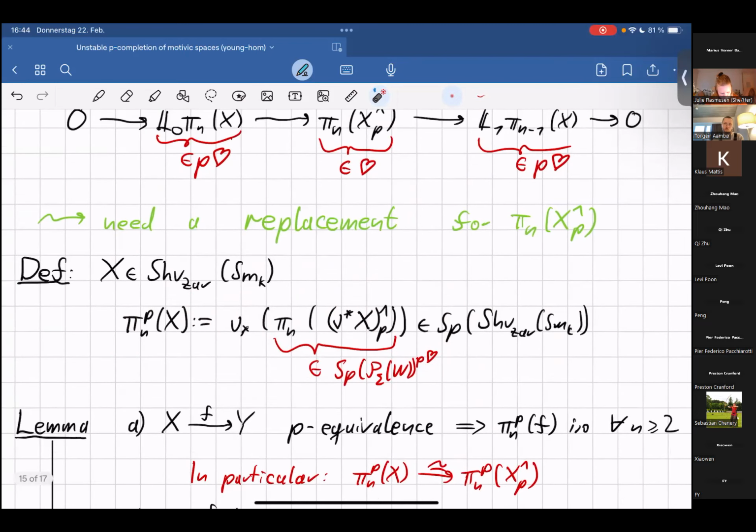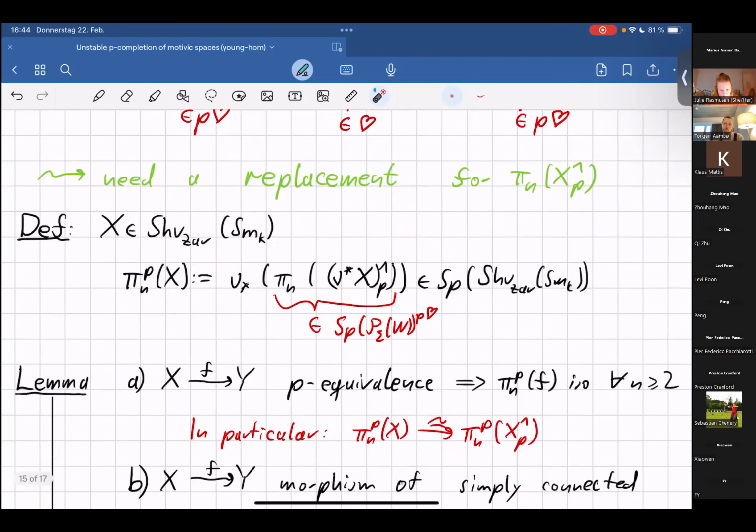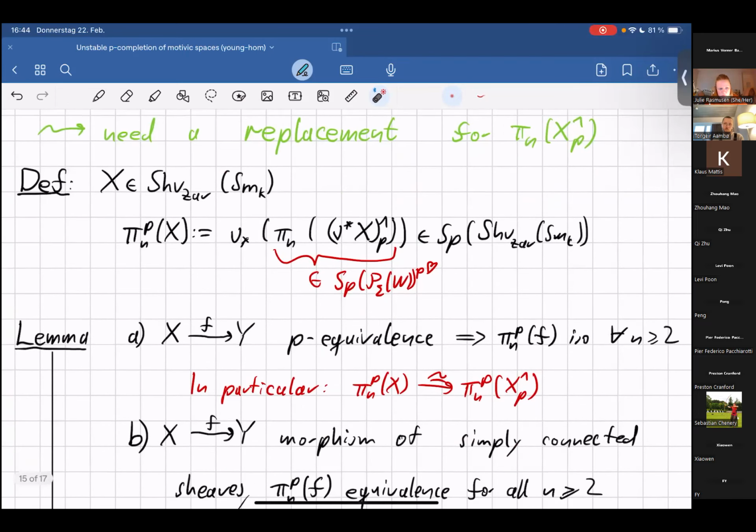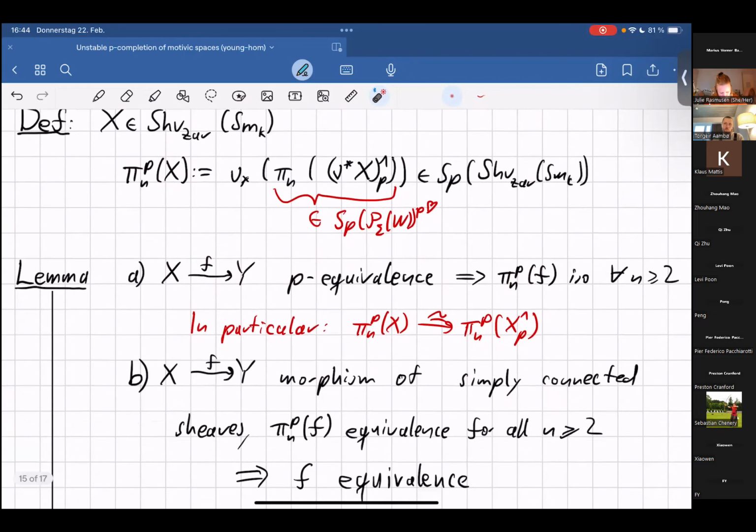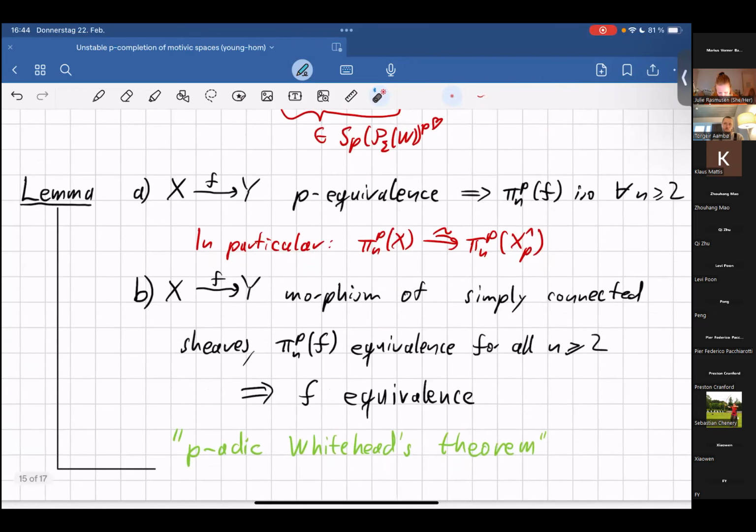Okay, this is some definition, and we can say something about this. So the first thing is if we have a p equivalence between objects X to Y, then F induces an isomorphism on these p-adic homotopy groups. So in particular, the p-adic homotopy group of X is the same as the p-adic homotopy group of the p completion of X. And much more important, we get the converse.